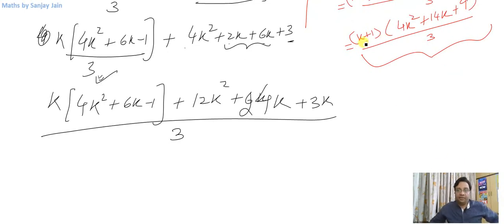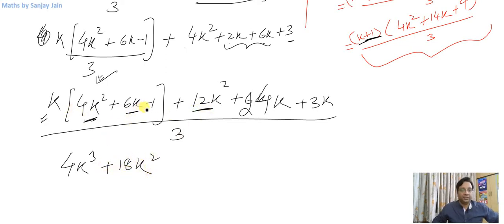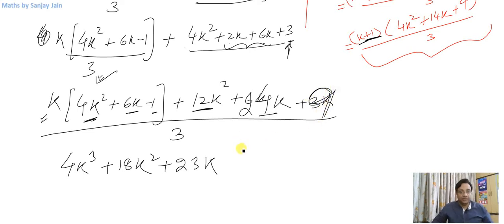Now I want k plus 1 outside, so I'll have to multiply this. Okay, so let us do that. 4k cubed. Okay, now this will give me 6k squared. I already have 12k squared, so let me write it as 18k squared here, and this will give me minus k, so this is 24k, so 23k, and there is this. Okay, let me write 23k, and this had to be 9, I think, because what I did was I multiplied everything with 3, so this had to be 9, right? So let me write 9 here and divide it by 3.